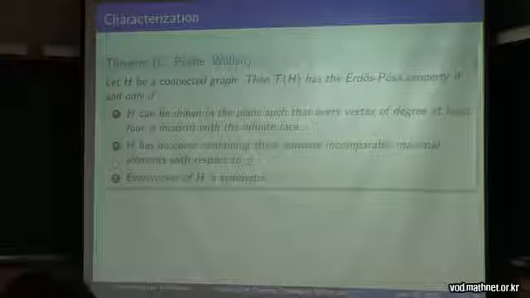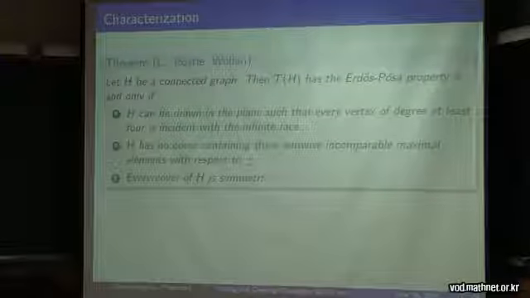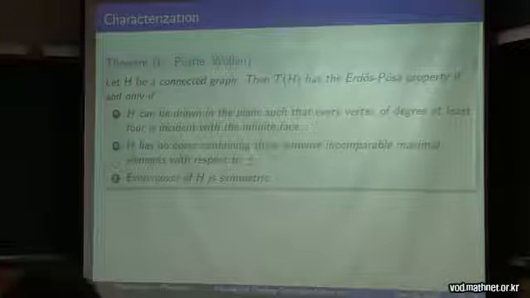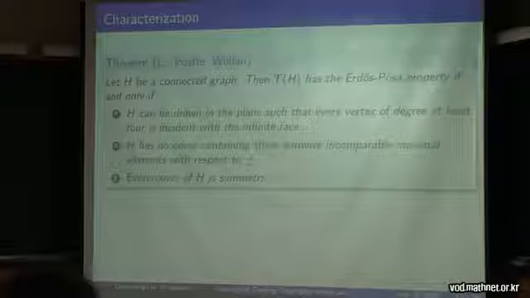Okay, so now we can prove the theorem. These three necessary conditions, oh sorry, I didn't mention the third necessary condition. The third necessary condition is that every cover of the graph should be symmetric. And it turns out to be the characterization for connected graphs. If a graph H is connected, then T of H has the Erdős–Pósa property if and only if this graph can be drawn in the plane such that every vertex of degree at least 4 is incident with the infinite face, and this graph has no cover containing 3 pairwise incomparable maximal elements, and every cover is symmetric.